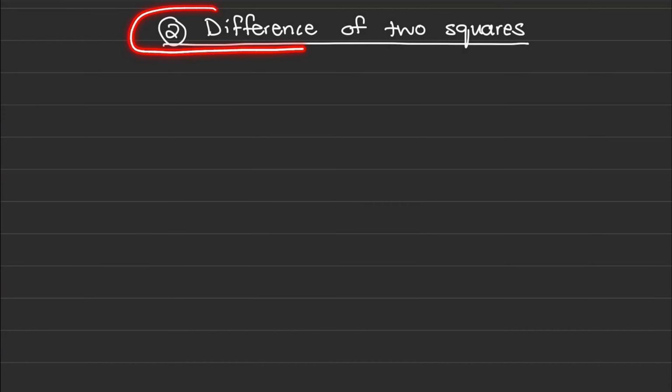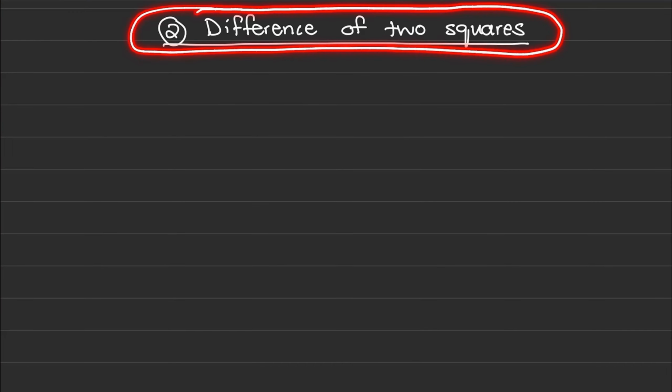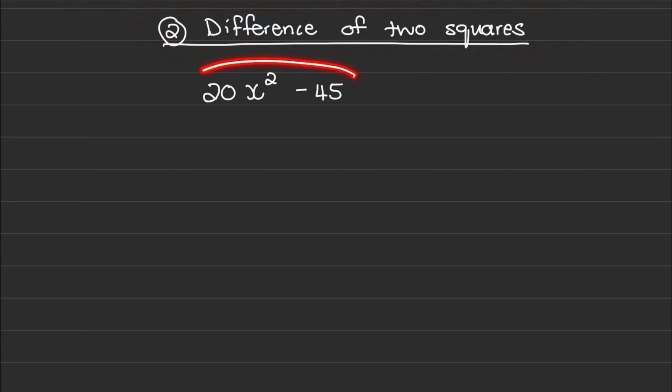In our second example, we'll factorize a difference of two squares. So let us factorize 20x squared minus 45. And before we can apply the difference of two squares or dots, we look for a common factor. So in this expression, we can see that a common factor would be 5, meaning both terms are divisible by 5. So if I use the same method as my previous example, I can take out a 5 and I'm left with 4x squared minus 9.